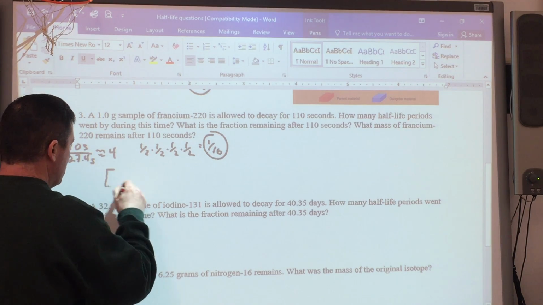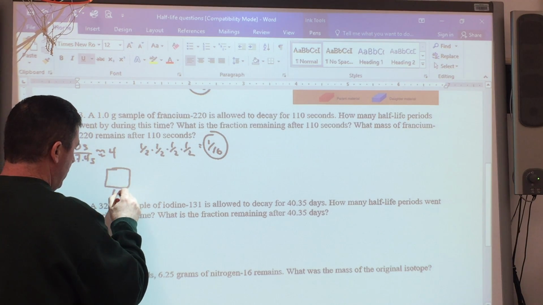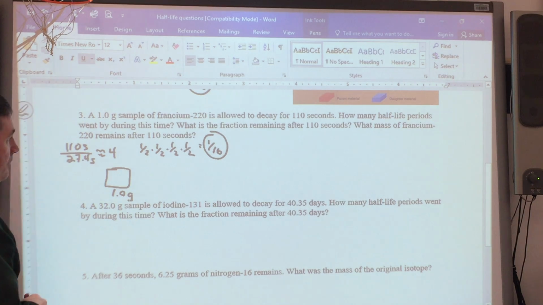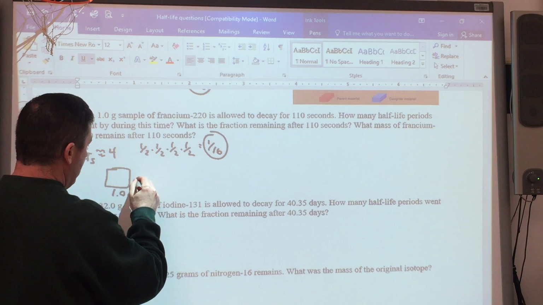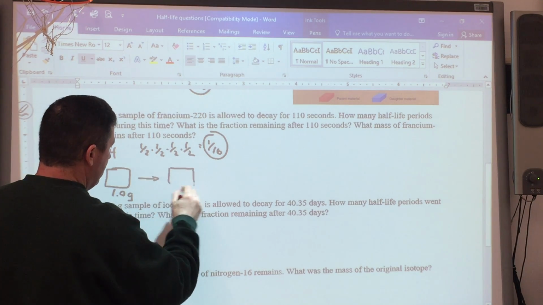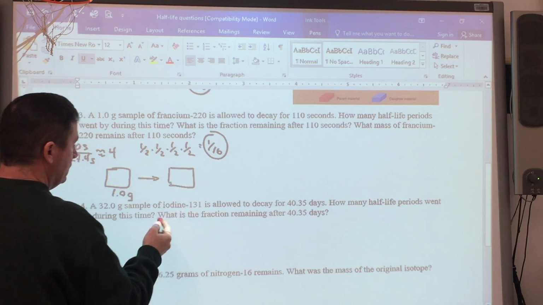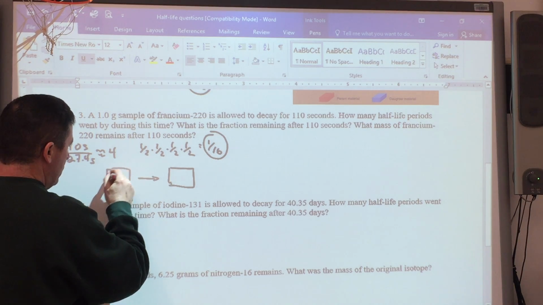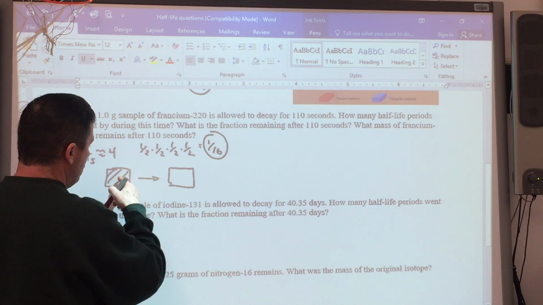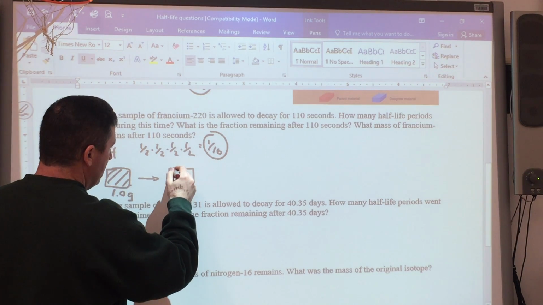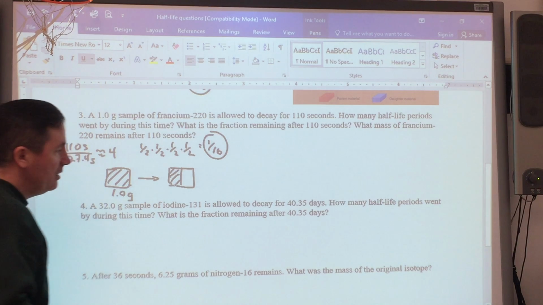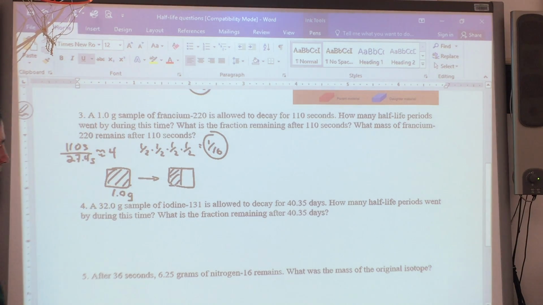1 gram sample. So this is how I'm doing this. 1.0 grams. How many half-lives does it go through? 4. So I'm going to have the same size, and over what I showed you in the notes, I'm going to stripe that part, just to visualize it, that is radioactive.